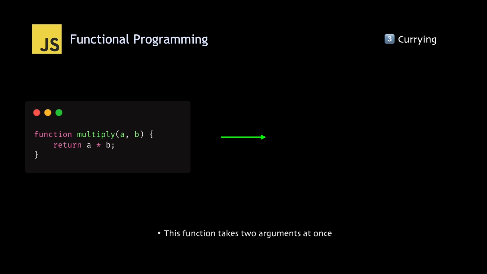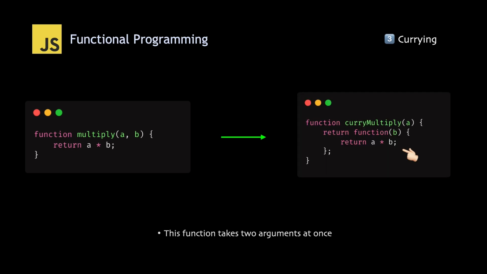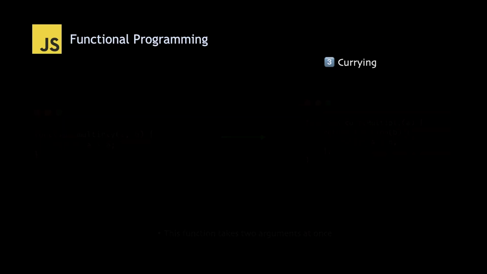What has really changed? The function now returns another function. This allows for partial application. For example, curry multiple, which takes an argument as 2, returns a function that multiplies any number by 2. This is useful for creating specialized functions from more general ones.